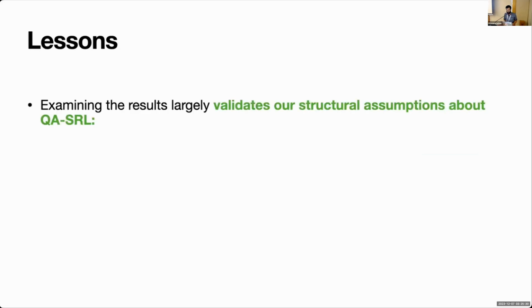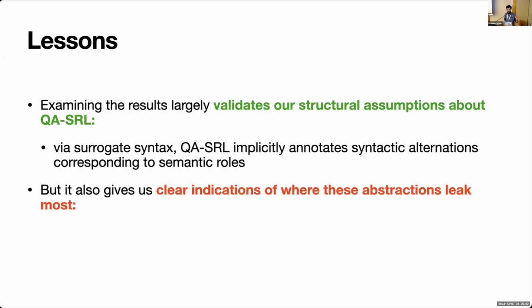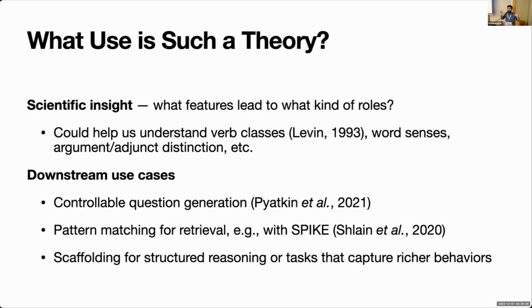So broadly speaking, examining these results largely validates our structural assumptions about QA-SRL. So I see that as, in some way, a bit of scientific progress from the validation perspective, right? But it also gives us clear indications of where the abstractions start to leak, which is around modifiers, around word sense. So that is progress from the falsification perspective. And all of these things can inform how we do the next step of trying to understand richer aspects of language structure.